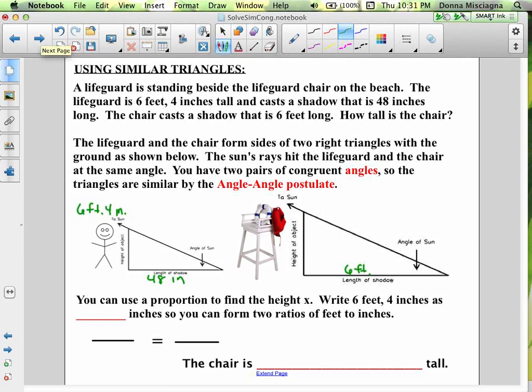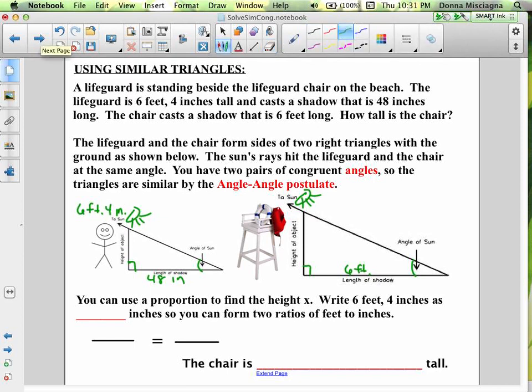So the lifeguard and the chair form two sides of two right triangles with the ground as shown below. All right, so people and chairs are perpendicular to the ground. And then the sun hits both of those things with the same angle. And so you can think of it as how the sun hits here or how the sun hits here. Either way, this angle is congruent to this one. This one, by the way, would also be congruent. All right? Both the angle the sun makes with the ground and the angle the sun makes with the person in the chair are the same.